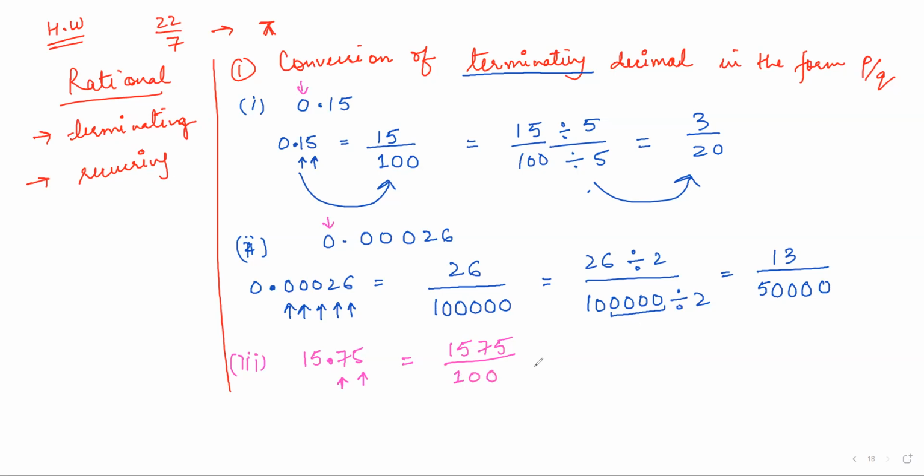Now you can see you are having a 5 and 0 in the end, so both should be divisible by 5. So you can divide both by 5. 1575 divided by 5, and 100 divided by 5. I'm dividing the numerator and denominator by 5.